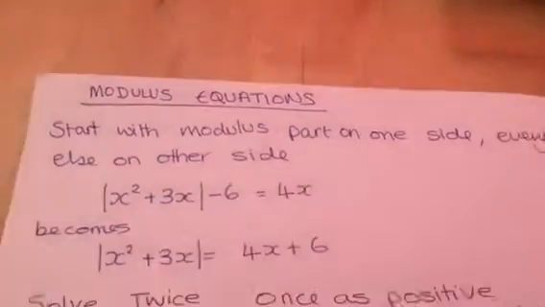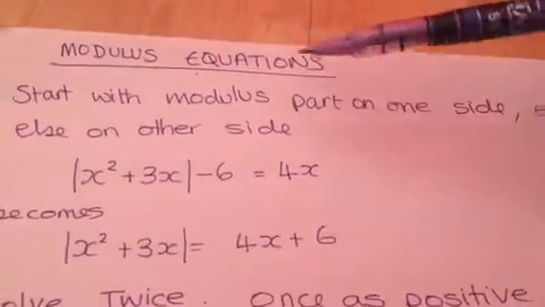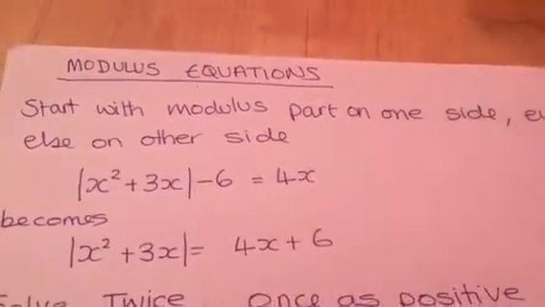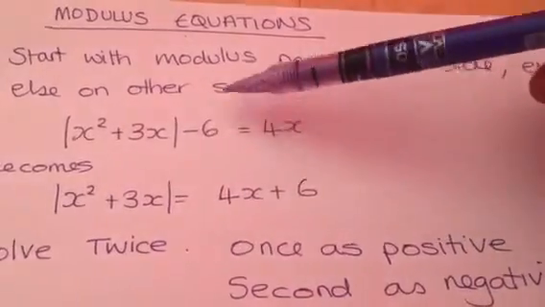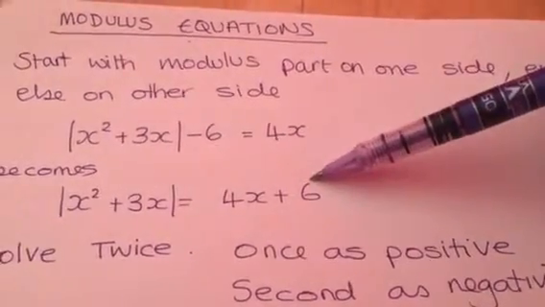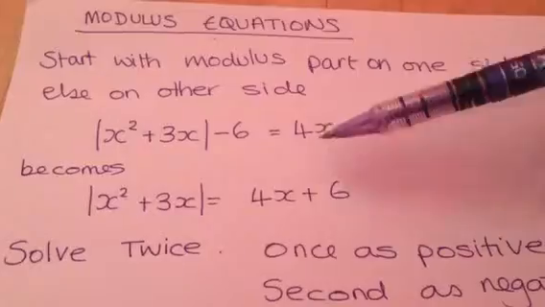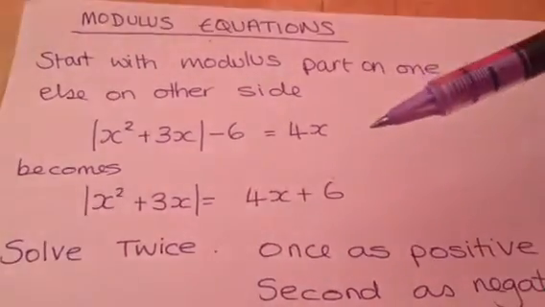Okay, modulus equations. So you need to make sure that you start with the modulus part just on one side of the equation and everything else on the other. So if you've got something like this to begin with, you just need to move the negative 6 across, so that you've just got a modulus graph on one side.